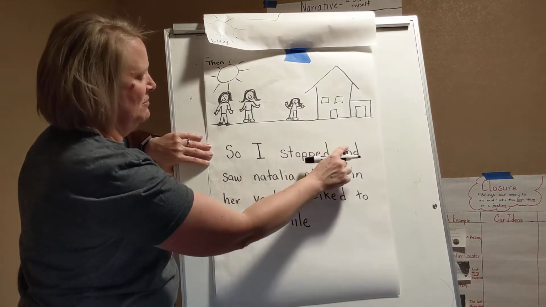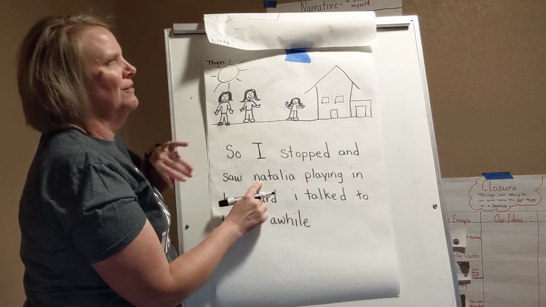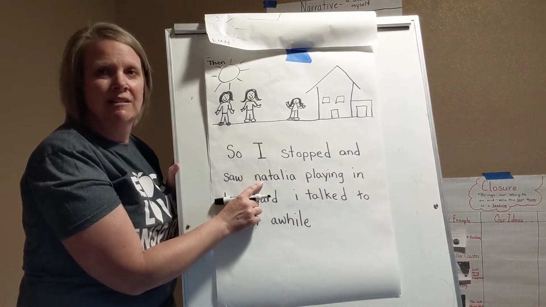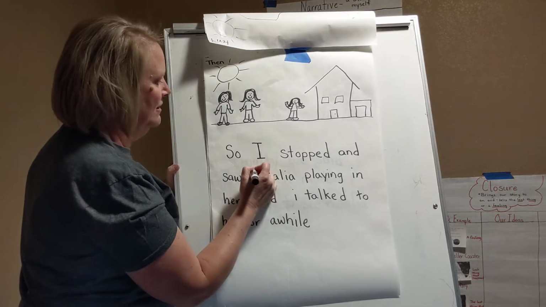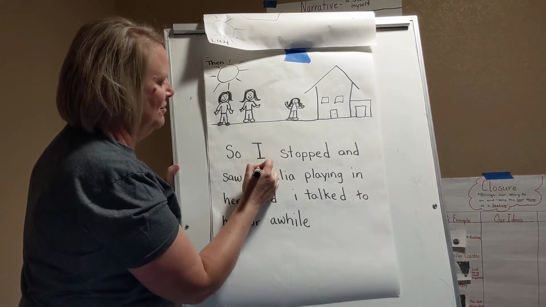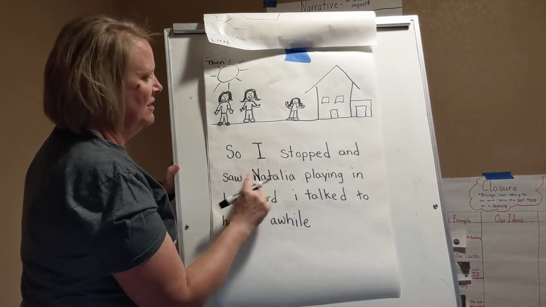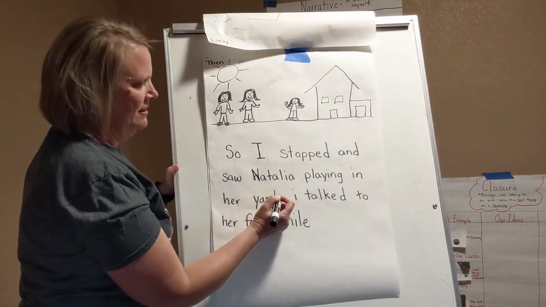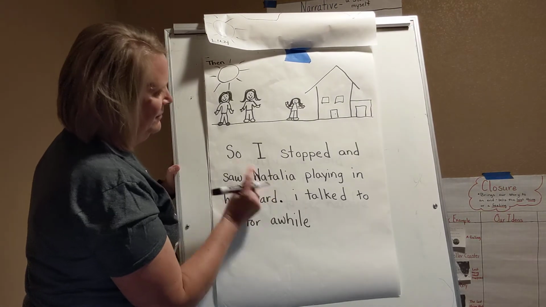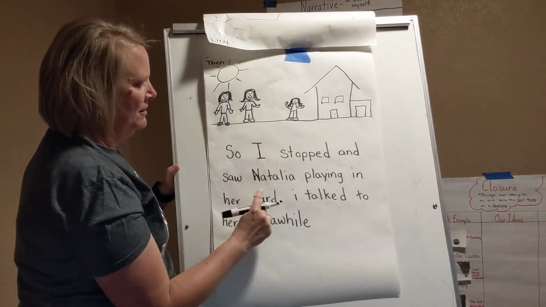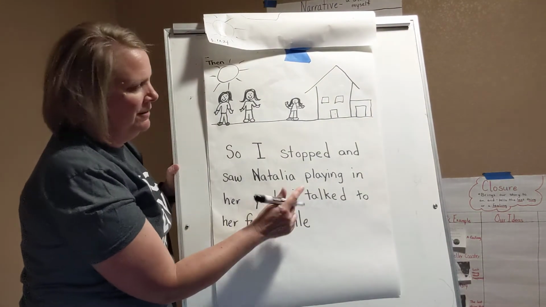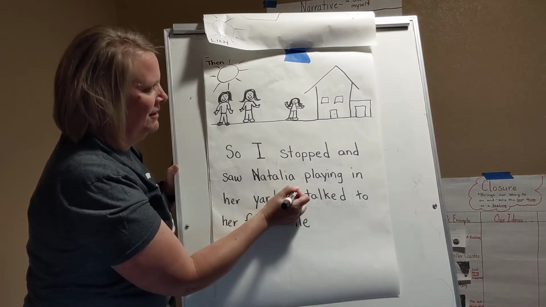So I stopped and saw Natalia. Oh no. What did I forget to do? Natalia's name, you're right. I need to put a capital because Natalia is important. I need to capitalize her name. So I stopped and saw Natalia playing in her yard. I think that's a sentence. So I stopped and saw Natalia playing in her yard. I put a period. I need to put a capital. Plus, I is always capitalized.